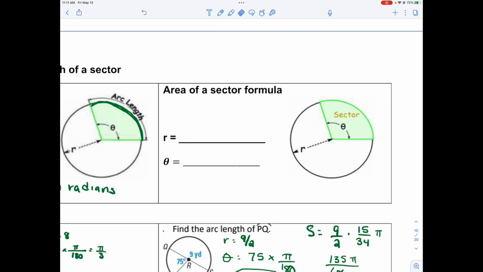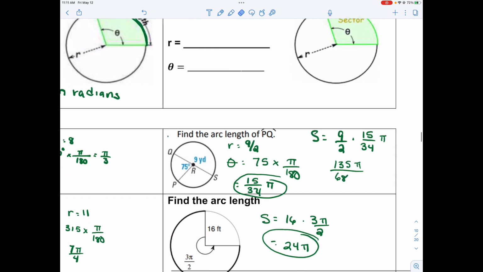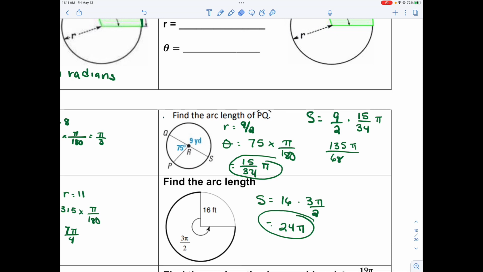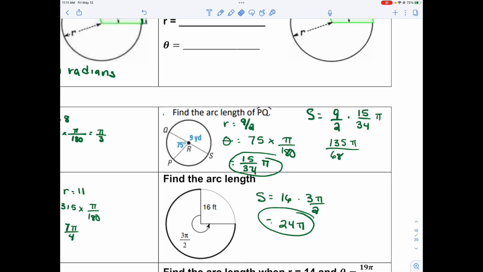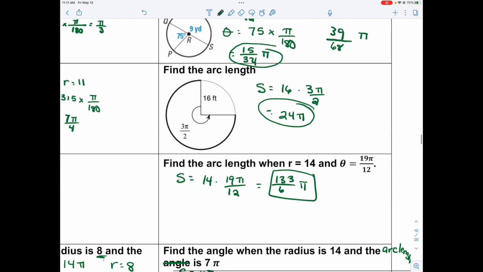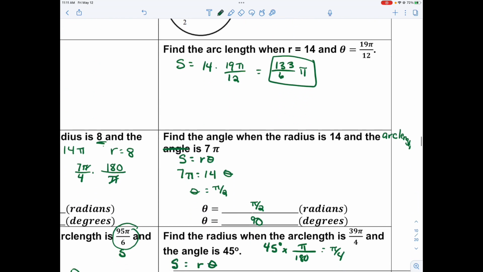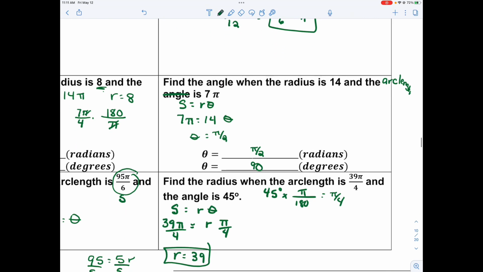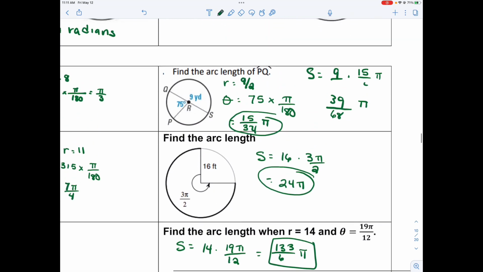Earlier in the previous video, we looked at finding the arc length of a sector, and I asked you to do the second column. So I just wanted to show you the answers. I think the actual answer here is this. Whoops. I don't remember what it was. Was it 39 over 68 or something like that? I don't know. And then this is 24 pi, and that's 133 over 6 pi, pi over 2 and 90, and then r equals 39. So those are the answers. This one may be a little suspect because I erased it.